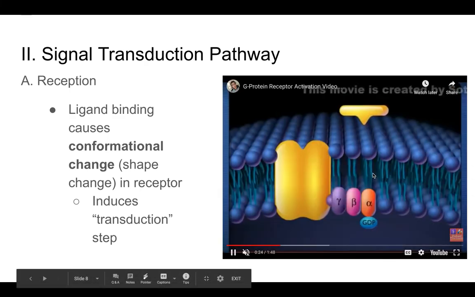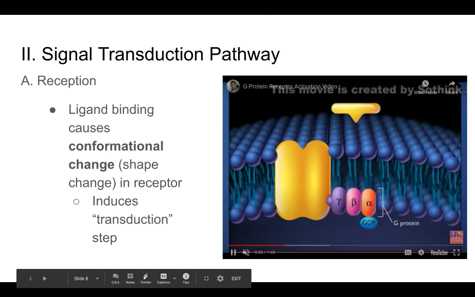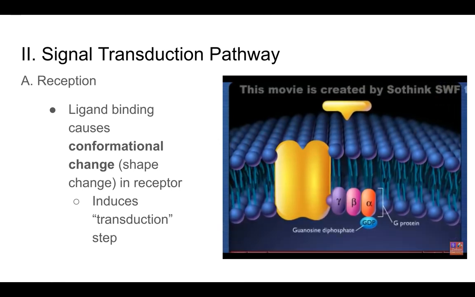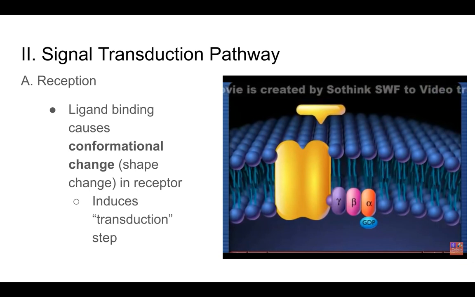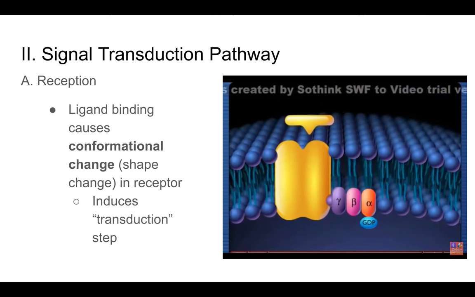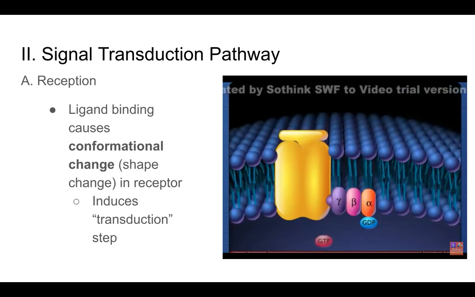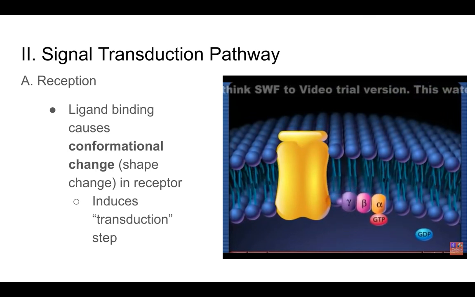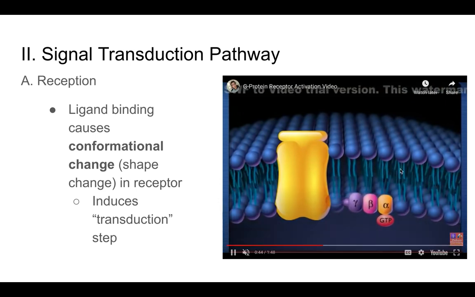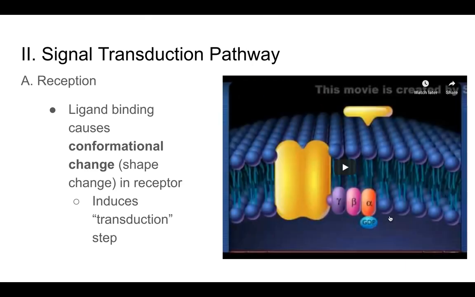So that's an example of a conformational change. That's a pretty drastic change in the shape of the protein. I mean, it chopped part of itself off. But watch it again here. The ligand binds, the protein changes shape, and part of it is removed. And this part actually goes on to cue the transduction step.